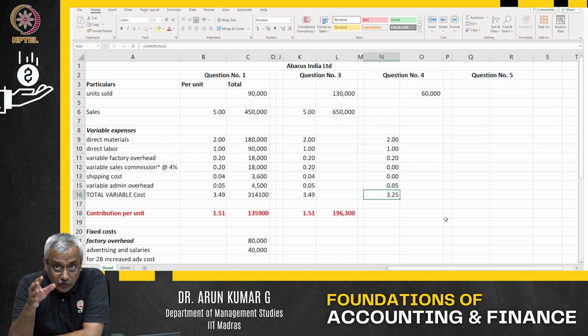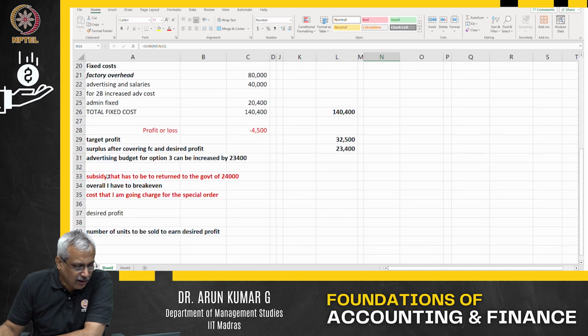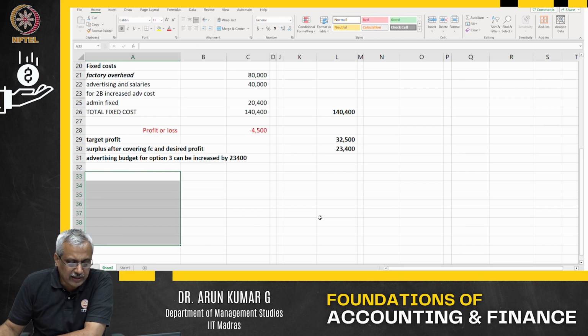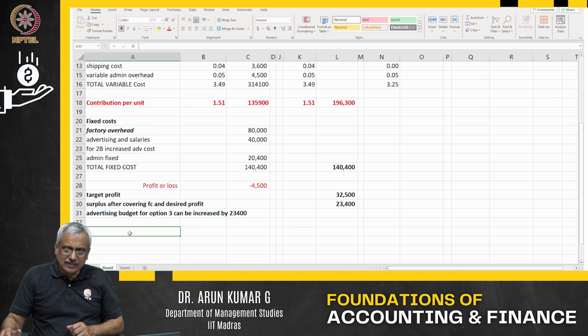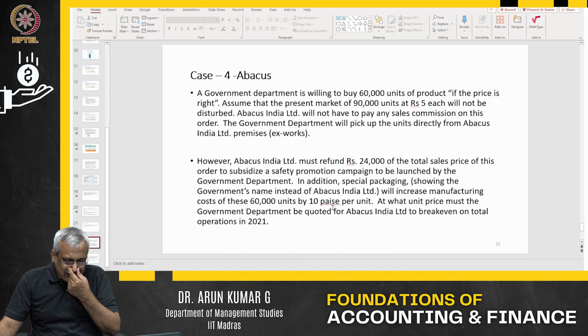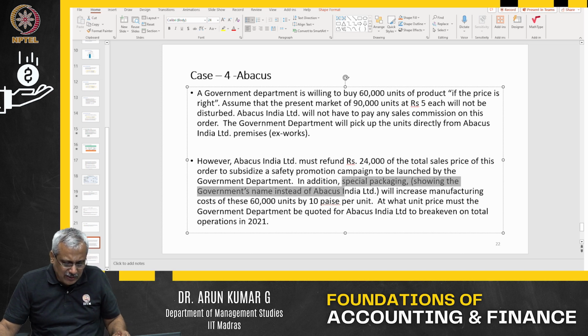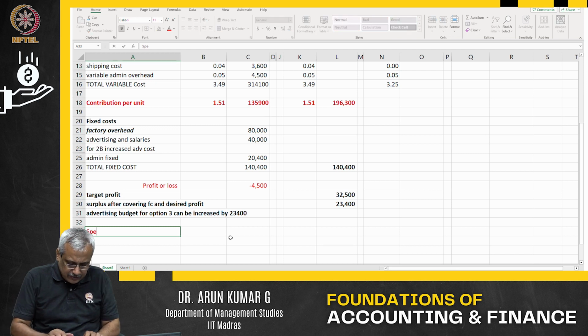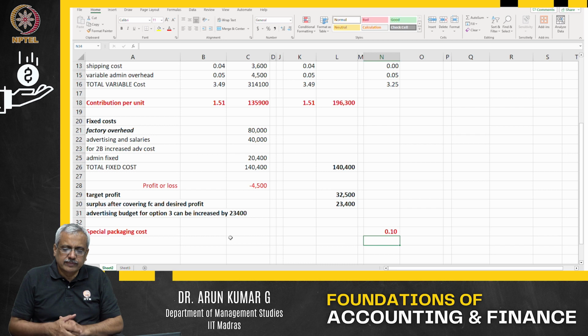Is that all? No. There are other costs that I will have to add to it. What are the other costs? It says that special packaging with the government's name is going to increase the manufacturing cost. Now let us look at special packaging cost. Special packaging cost for this unit is going to be 0.10.